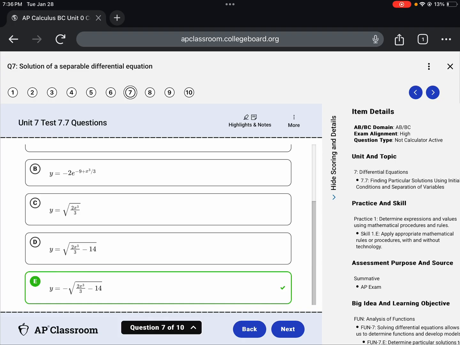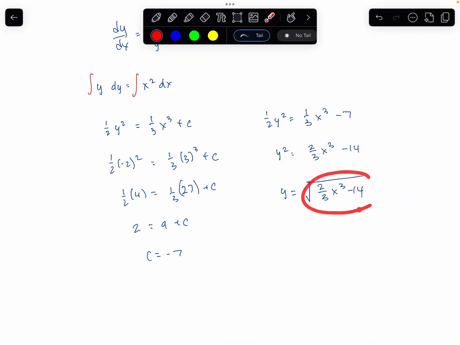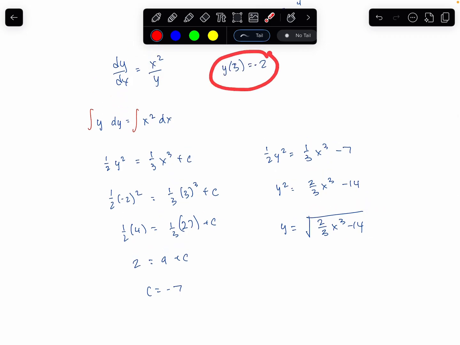So, for example, we have the answer of positive right here. But remember that roots can be positive or negative. So keep in mind that our original condition was that f of 3 would be equal to negative 2. But if you plug in 3 right here, you're going to get 27, divide by 3. That's going to be 9 times 2 equals 18. 18 minus 14 would be 4. And I'll get the square root of 4, which is going to be equal to 2.